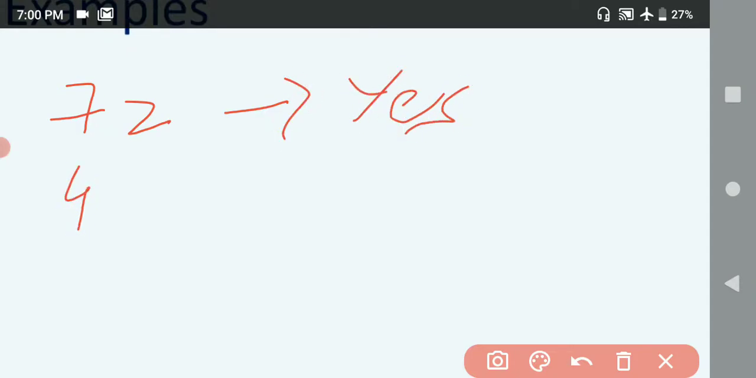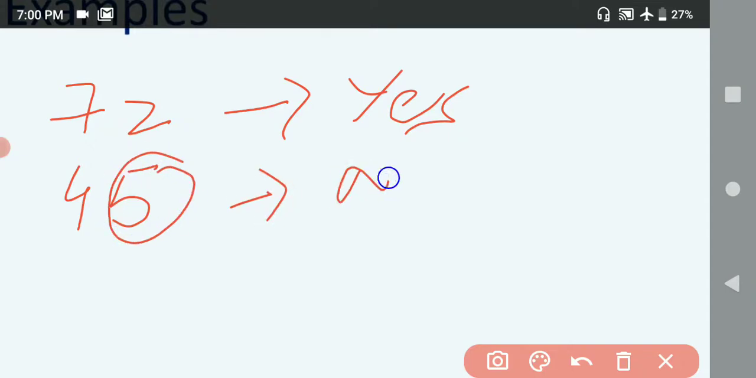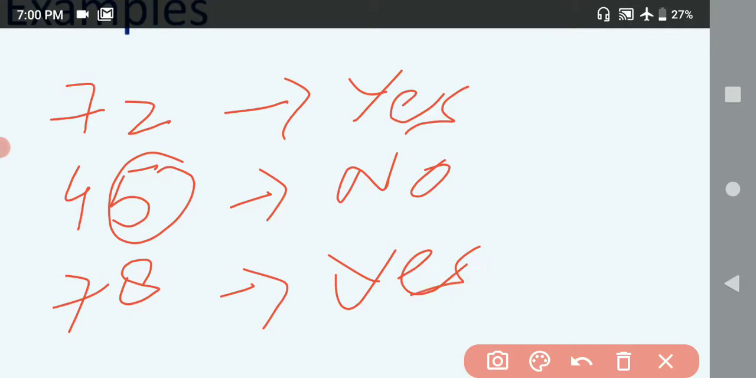For example, 72. It is ending with 2, divisible by 2. Yes. 45, not ending with an even digit, therefore no. 78, yes, done.